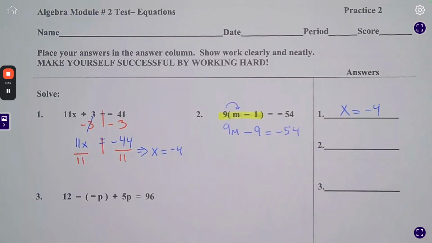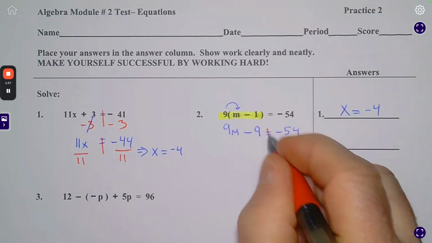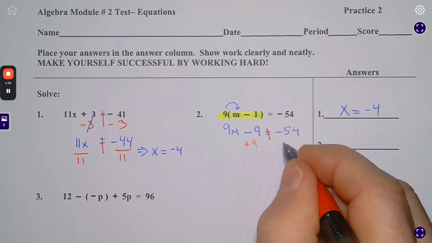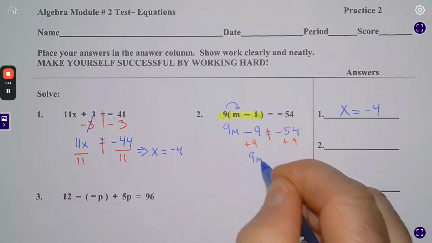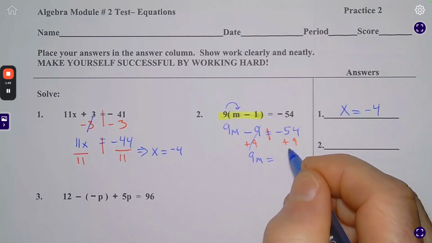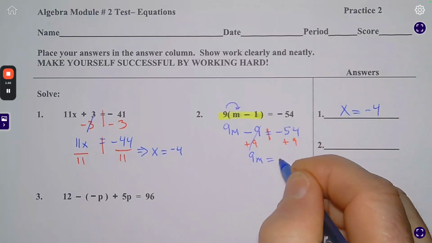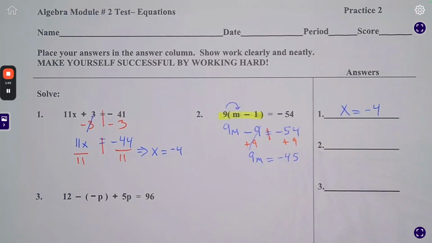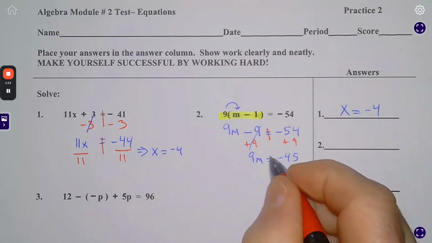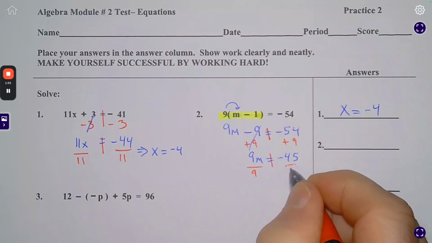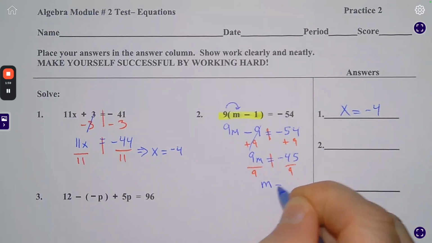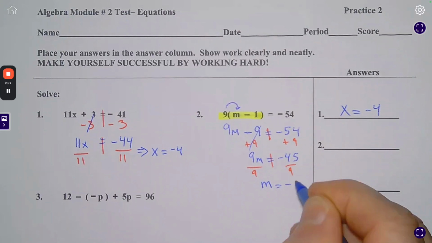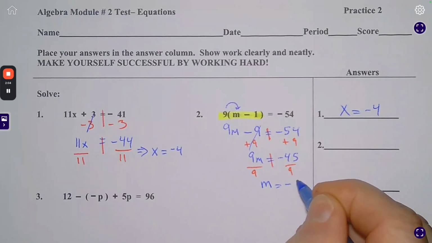Now I'm going to move my constant term over with that constant term. Inverse of a minus is a plus. So then I have 9m is equal to, that goes to 0. Ooh, what does that equal? Negative 45. Yep. All right, now I got 9 times m. Inverse operation for multiplication is division. 9 divided by 9 is 1m. Negative divided by a positive is negative. And 45 divided by 9 is 5. That's done.